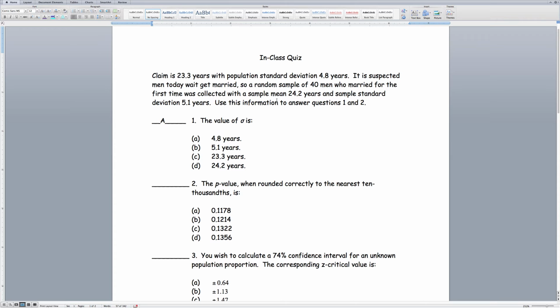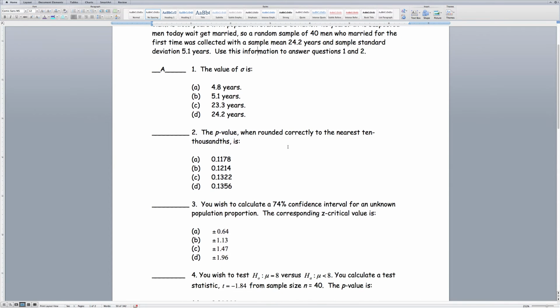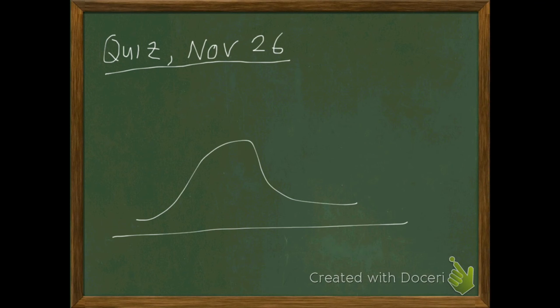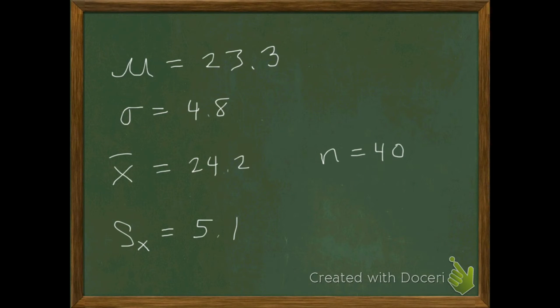Now, what I've done is just gone through, and again, this is mu0. This is what's going to go in the null hypothesis. This is clearly sigma, as indicated by the answer in number 1. The 40 is clearly our sample size n, and the 24.2 is our x bar, and sx, the sample standard deviation, is 5.1. So in working number 2, I'm going to go back to the air server, and you can see that what I did here is I went ahead and wrote this information down.